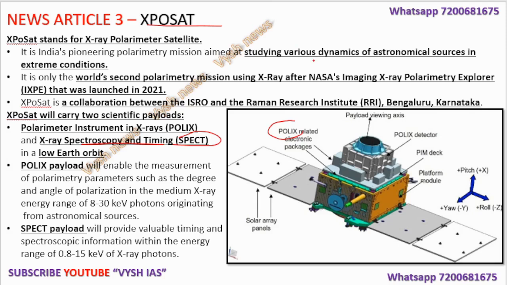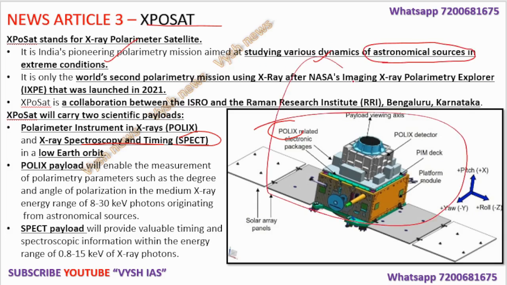So it is studying the dynamics of astronomical sources in extreme conditions. Astronomical source means what? Black holes, pulsars, anything in the sky, in space, emitting X-rays or some radiations. To study that, you are making a mission. So that's a very interesting and different mission. And in the world itself, this is the second such polarimetry mission after NASA's Imaging X-ray Polarimetry Explorer, which was launched in 2021, and now in 2024 we have launched ours. So worldwide it is second, so it's very important.